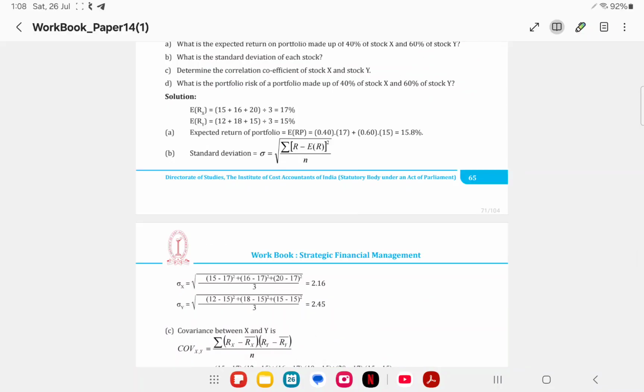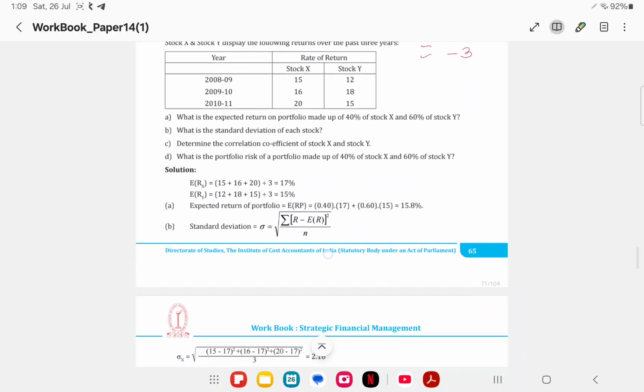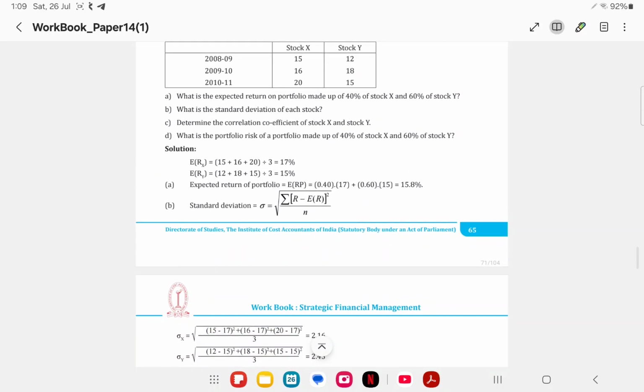So how to calculate the SD of each stock? There are two stocks and the rate of return for 3 years of each stock is given. So for calculating this, we'll make a table. Suppose this is Stock X and this is Stock Y. The returns are 15, 16 and 20, and here it is 12, 18 and 15.